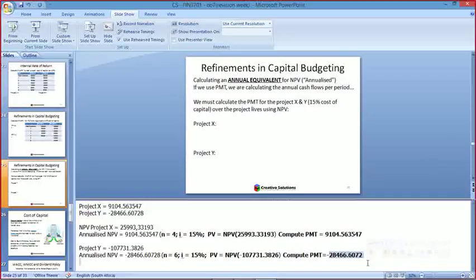Okay, so even based on annualized NPV, which project is better? Still X. Okay, X is still generating value. Do you agree? Yeah. Okay, good. Right, then we've got some theory slides coming up now.